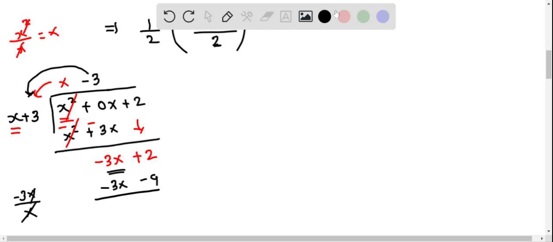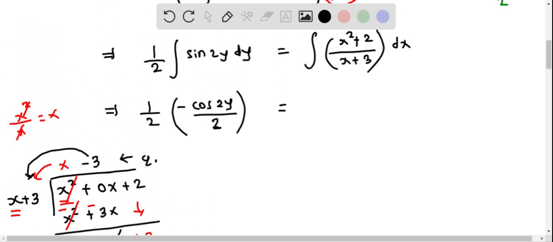Now we have to do the subtraction once again. So we can change the sign like this. We have negative 3x, positive 3x will get cancelled, it will become 0, and positive 2 plus positive 9 is 11. So this is the remainder, and this is the quotient, which means we can write this rational function, that is x squared plus 2 over x plus 3.